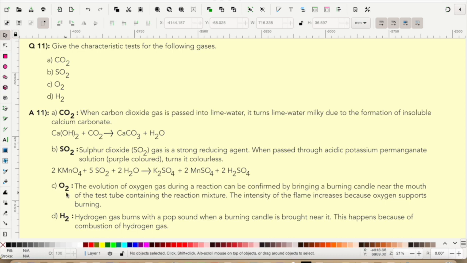Third one is oxygen. The evolution of oxygen gas during a reaction can be confirmed by bringing a burning candle near the mouth of the test tube containing the reaction mixture. The intensity of the flame increases because oxygen supports burning. Hydrogen gas burns with a pop sound when a burning candle is brought near it. This happens because of the combustion of hydrogen gas.